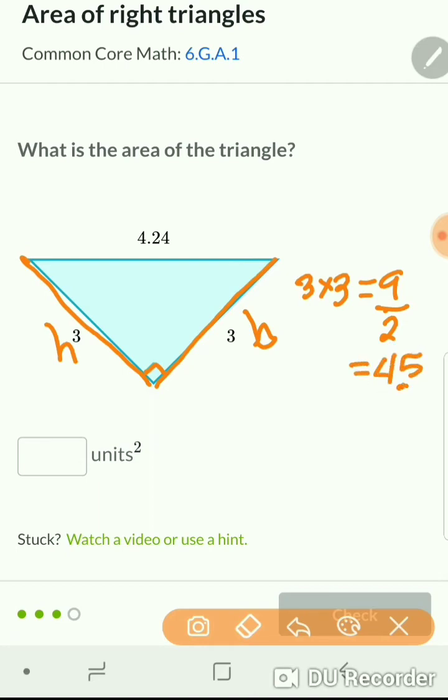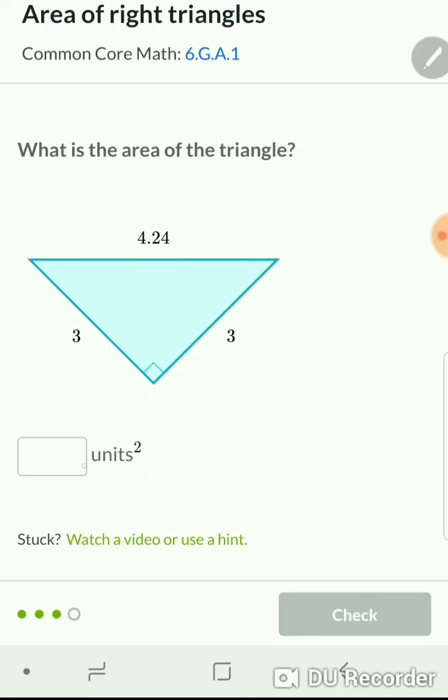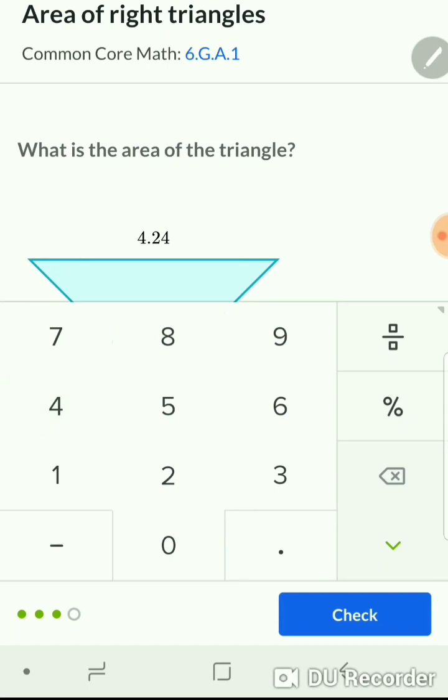And again, I didn't need the 4.24. That's a distraction because it does not make a right angle with any other side. So the answer was 4.5.